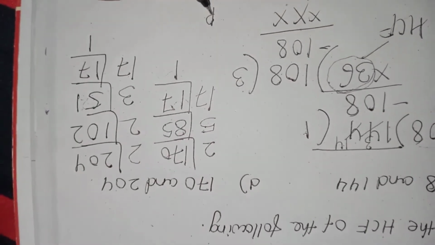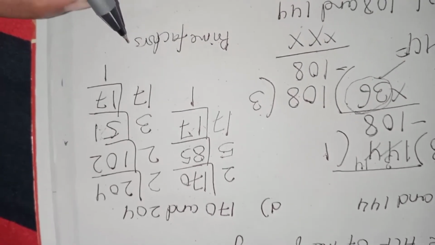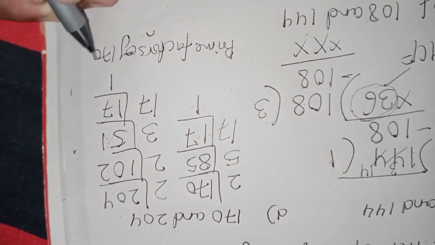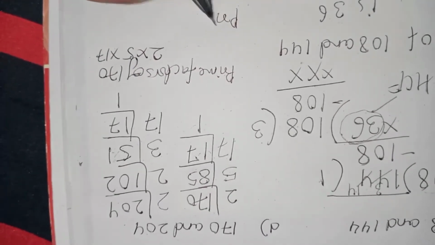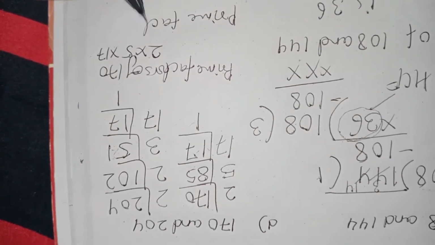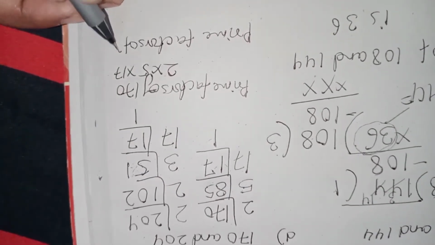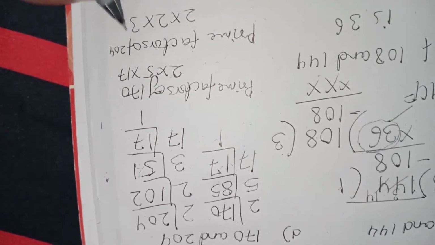Now how to write is that we will write here prime factors. So what are the prime factors of 170? So what are the prime factors? 2 into 5 into 17. Okay, now what is the prime factor of 204? Okay, 204. So what are they? 2 into 2 into 3 into 17.